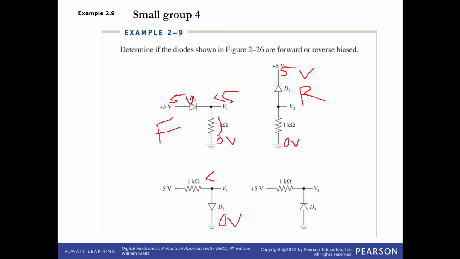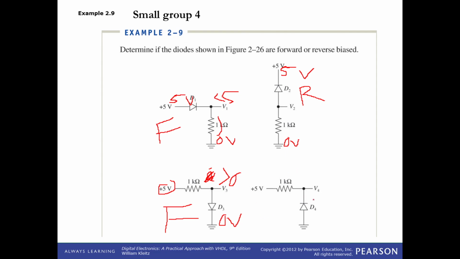Then in the lower left, we've got 0 volts on the cathode. We've got something greater than 0 volts on the anode because of this 5 volt source here. So we know that the anode is greater than the cathode, so we can say that it's forward biased.